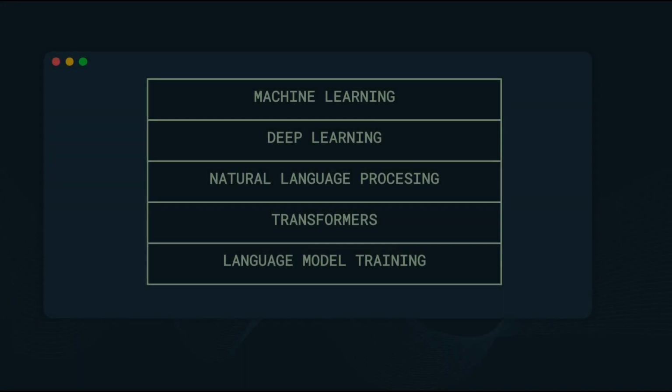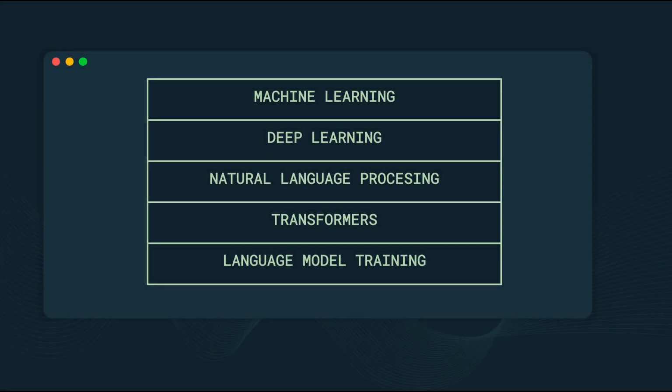But in case you're interested in diving into the underlying technical complexities, I recommend that you study machine learning, deep learning, which is a subfield of machine learning that focuses on artificial neural networks, natural language processing, which is the branch of AI that deals with the interaction between computers and human language, transformers and attention mechanisms, which is the underlying architecture of GPT, and finally, language model training, which is the understanding of how these models are trained.